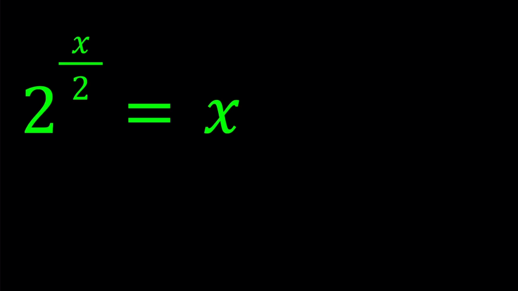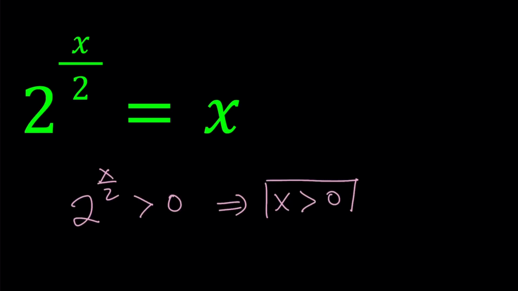So first of all, I want you to notice that we have a power of 2 on the left hand side. And as you know, for real x values, 2 to the power x over 2 is always greater than 0. This implies that x is greater than 0. So we're only interested in positive values of x.